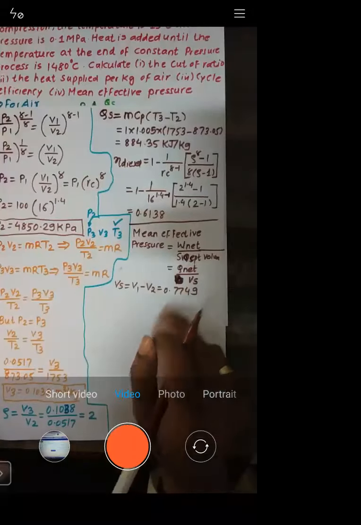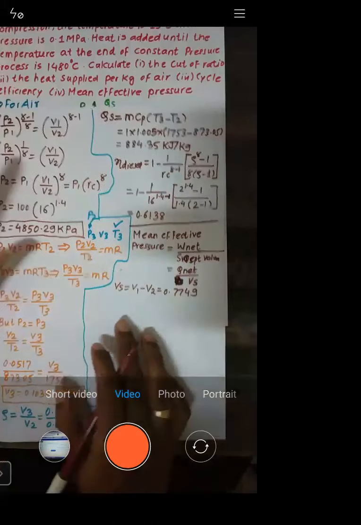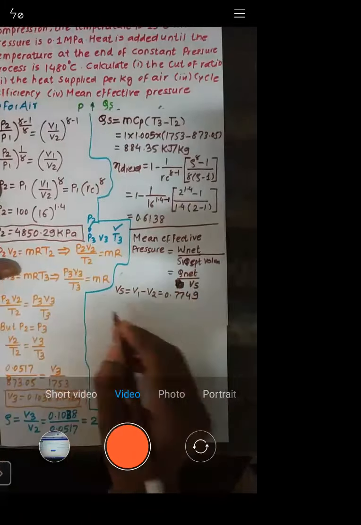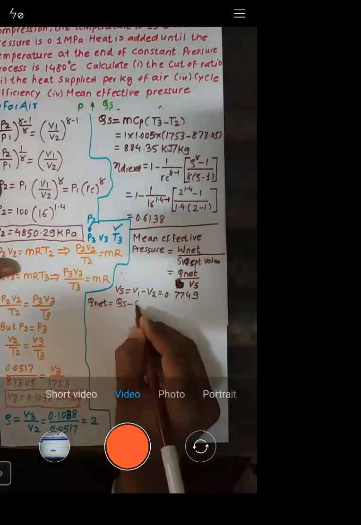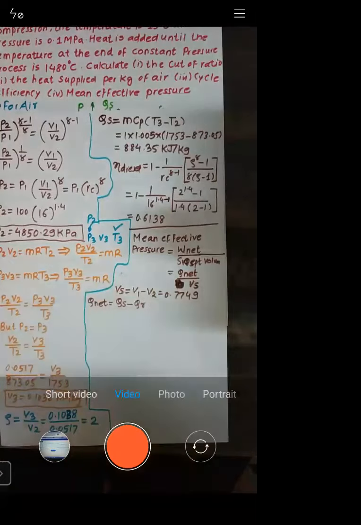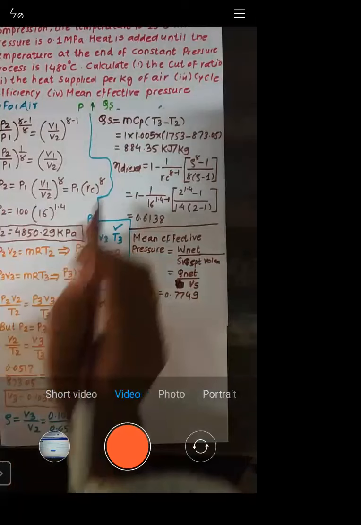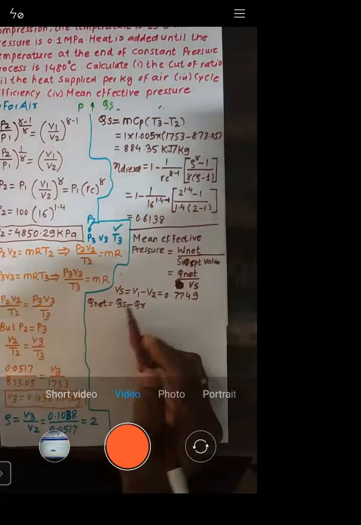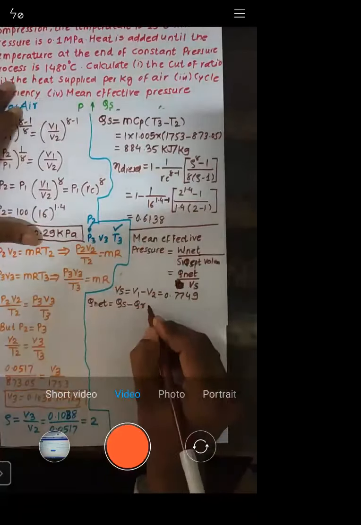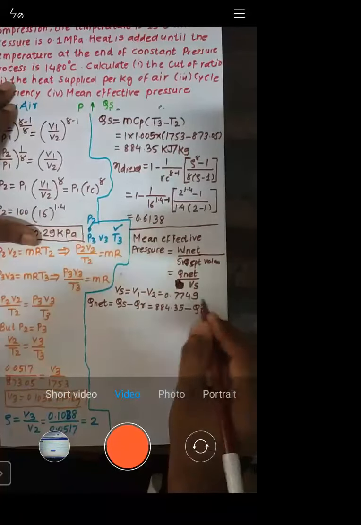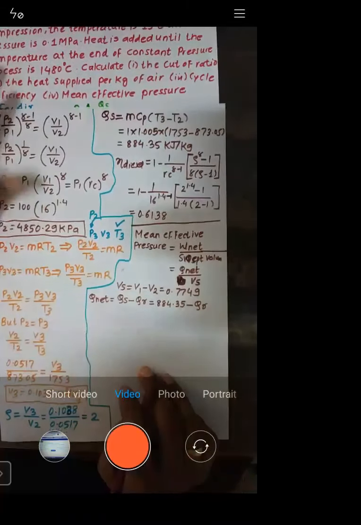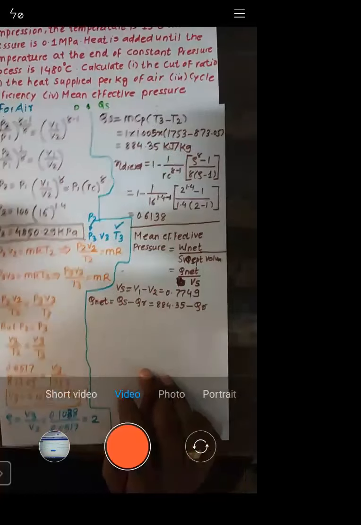Okay, now how to calculate net heat? Net heat transfer is given by the heat supplied minus the heat rejected, right? Heat supplied we already calculated. I'll just write it down: heat supplied is known, 884.35, minus heat rejected, which we don't know. So we now need to calculate the heat rejected.